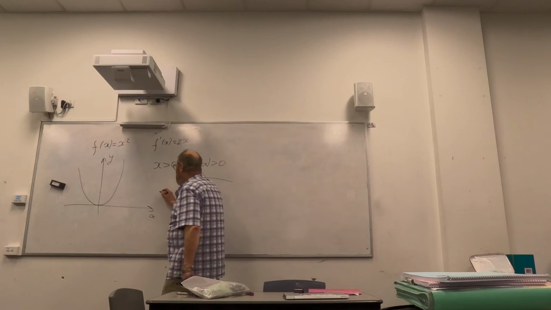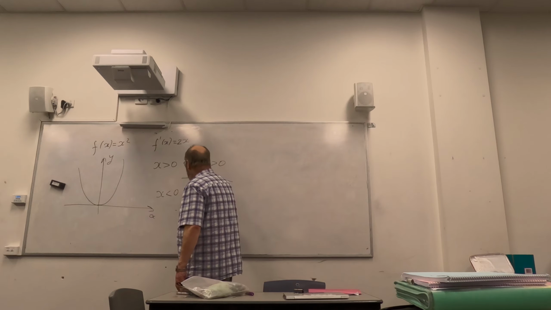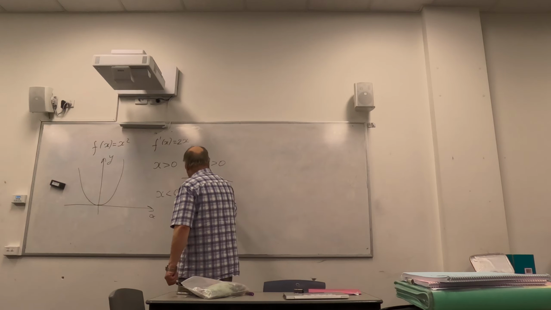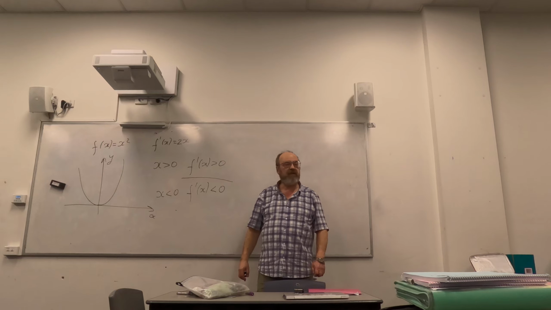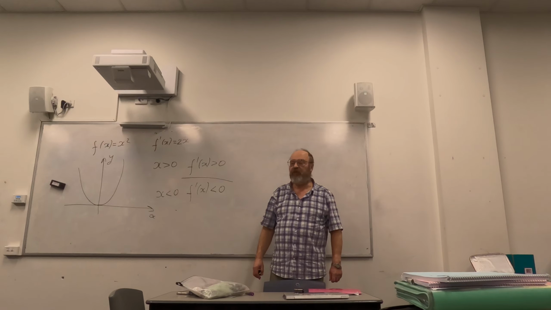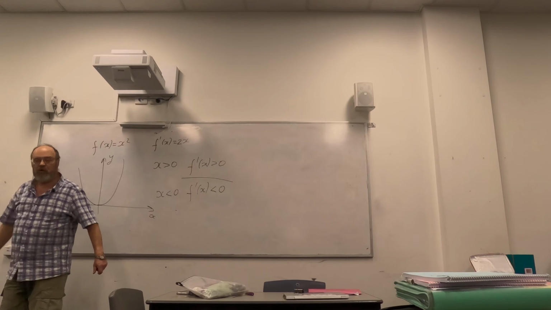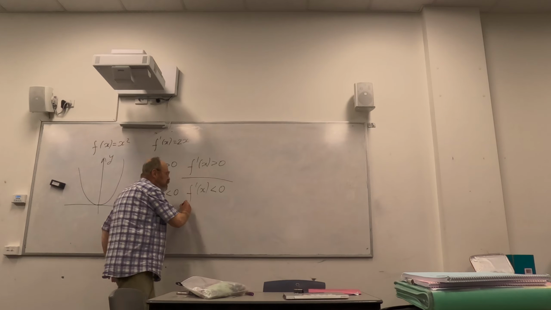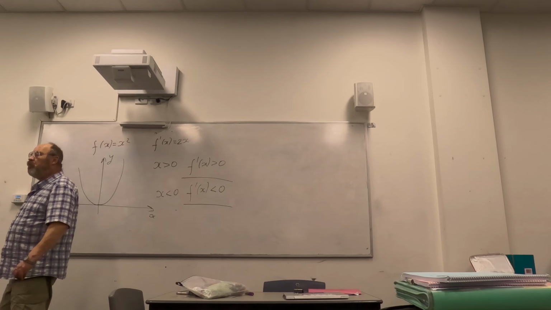For x less than 0, this will be negative. f dash of x will be less than 0. So what is the function doing here? Decreasing. It's decreasing. So derivative less than 0 is the condition for a function to decrease.